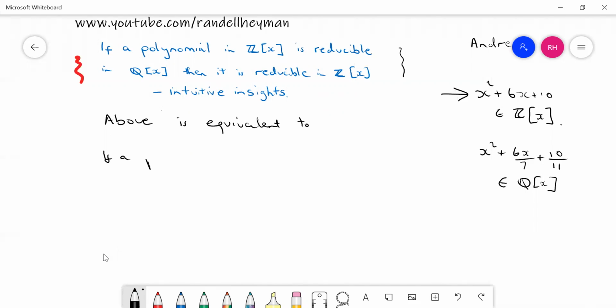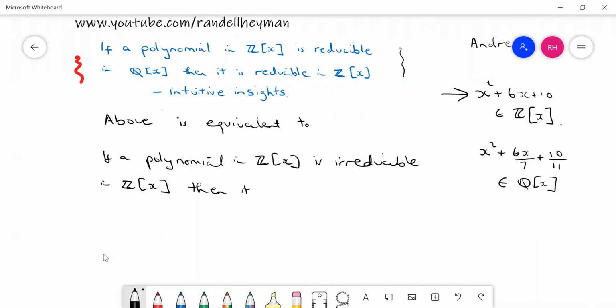if a polynomial in ZX is, now I'm not going to write not reducible, I'm going to say is irreducible in ZX, then it is irreducible in QX. Now, why do we want to do that?